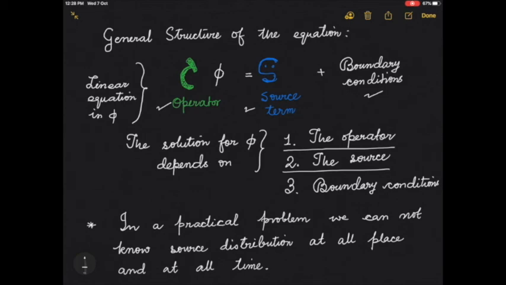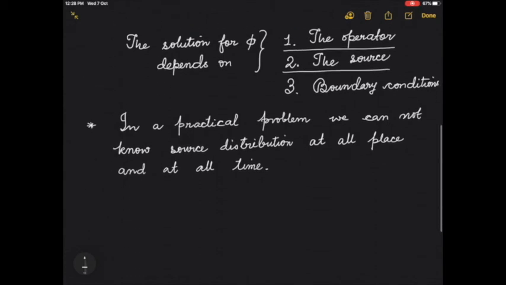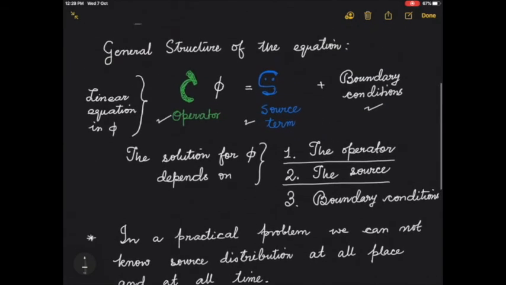And obviously, you will die at some point, so you will not be able to know what the source distribution is after you die. You cannot even measure it in a very far away part of the universe. So you always have a limitation over which you can measure. And that is where the boundary condition comes in.